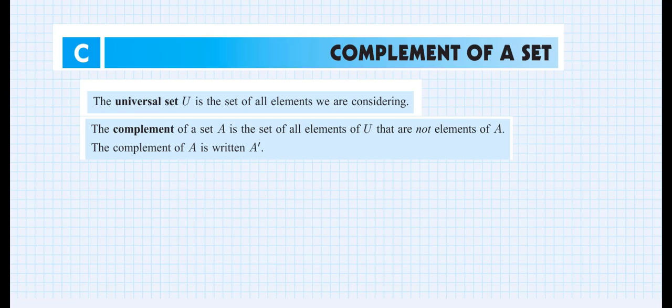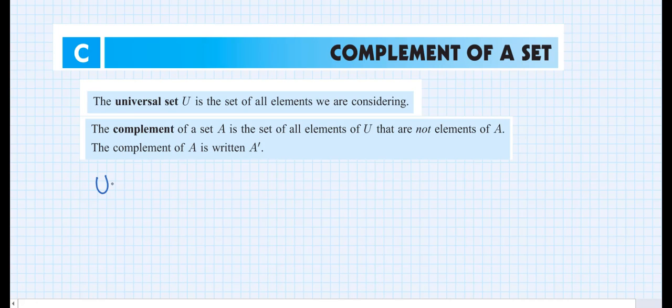Part C is about the complement of a set. Before starting this complement, let's introduce a new set, and let's call it the universal set. The universal set is a set of all elements we are considering. It's up to you what we call the universal set. For example, let me call it the universal set.